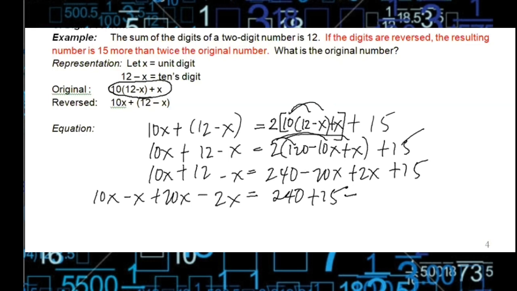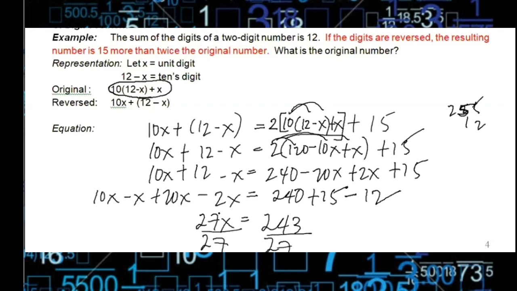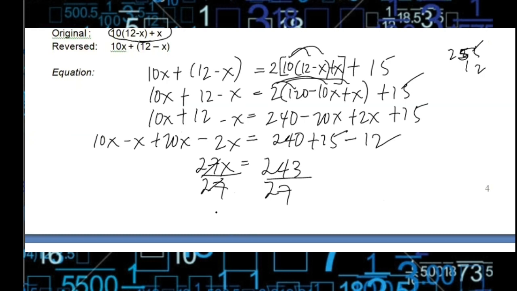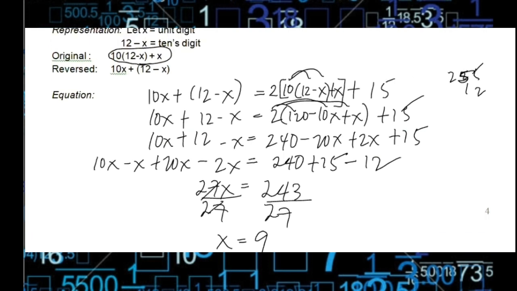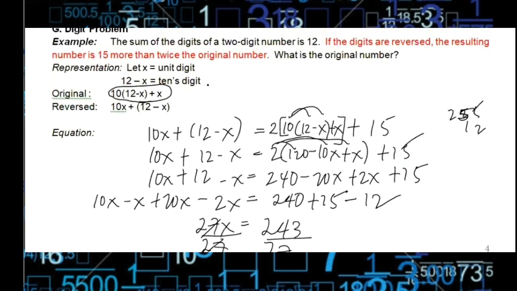The 12 moves to the right, so it becomes negative. So, 10x minus x, 9x. 9 plus 20, that is 29x. Minus 2, 27x is equal to 243. Divide both sides by 27. So, cancel. So, x is now equal to how many? It comes out as 9. There. So, replace these digits now.